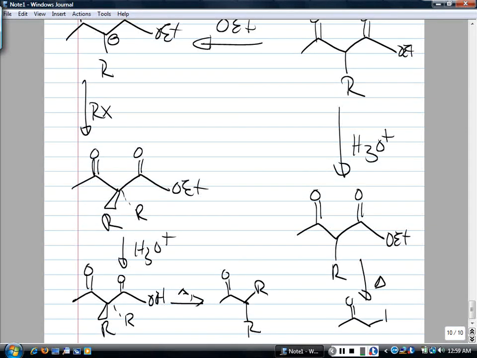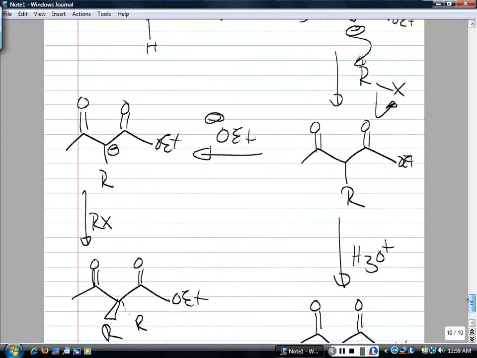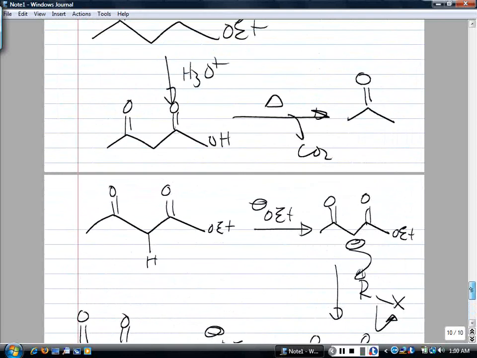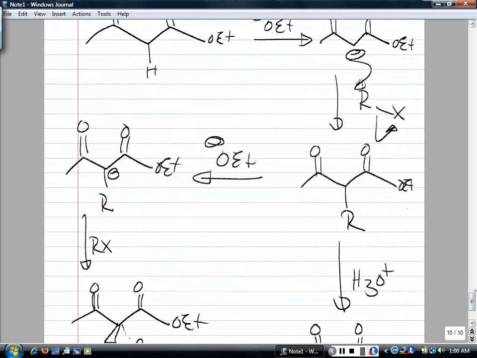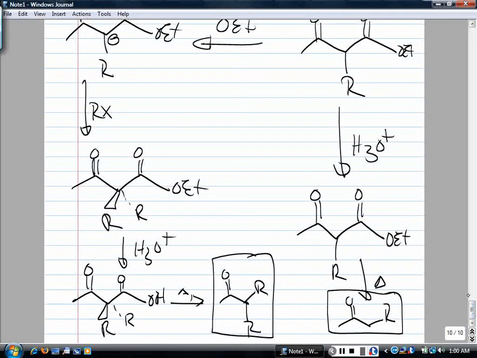A substituted ketone. So it's a wonderful way of making substituted carbonyls using what essentially would be a Claisen reaction, then substitution of the enolate with alkyl groups, followed by hydrolysis of the ester and then decarboxylation of the corresponding beta-keto acid.